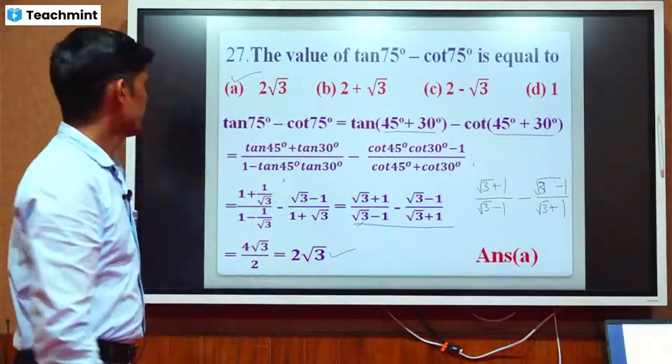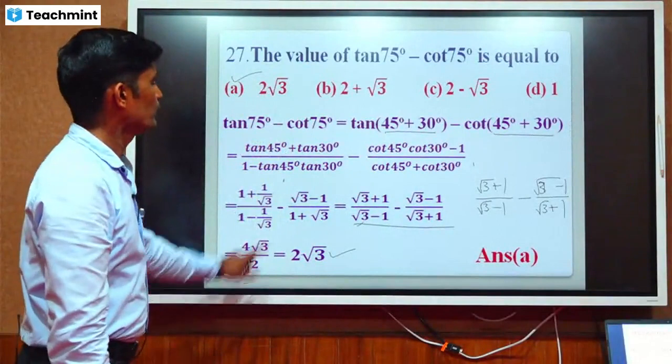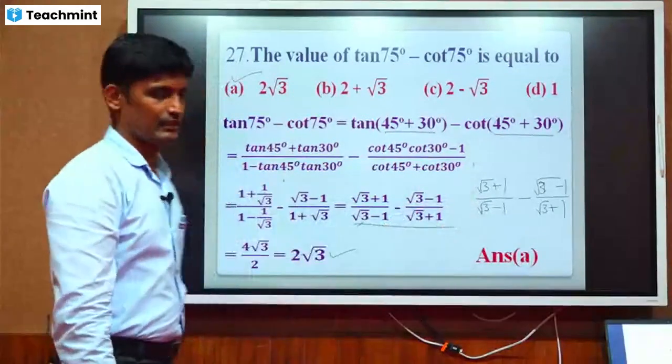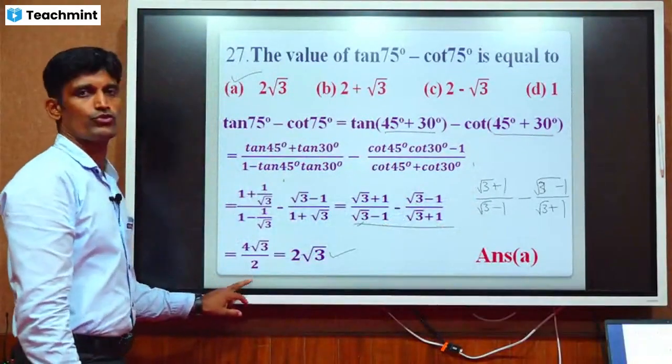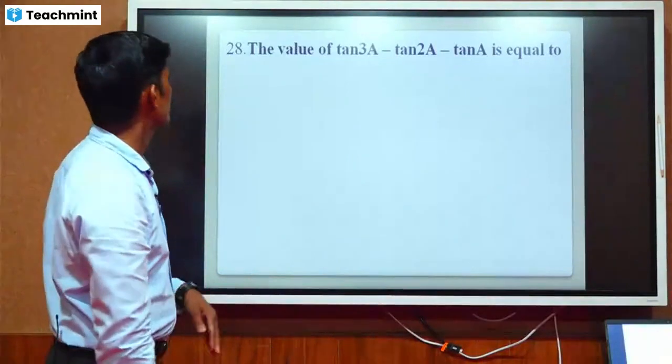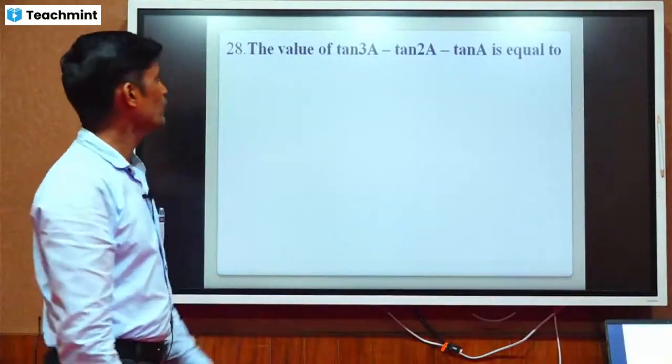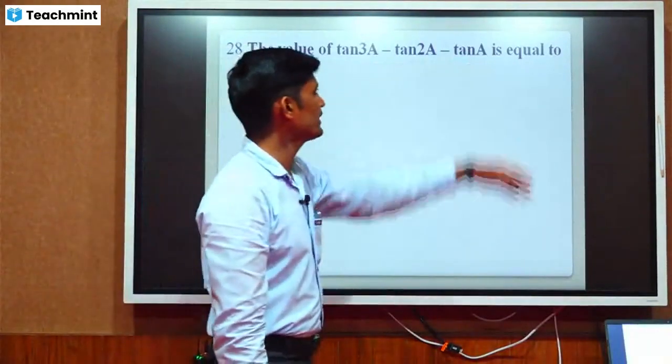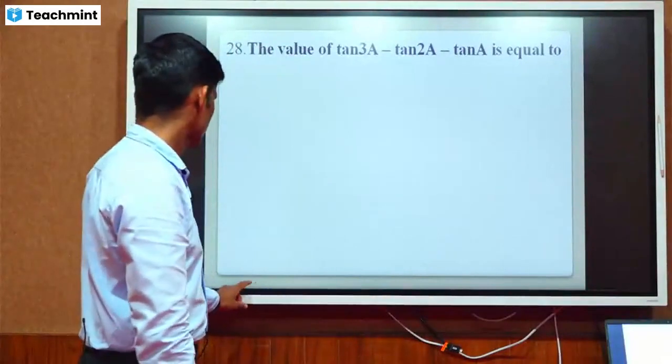This is the right answer. If you know the values, we can get it directly. That is important. So remembering the values is very important. Next, 28th question. The value of tan 3a minus tan 2a minus tan a is equal to.